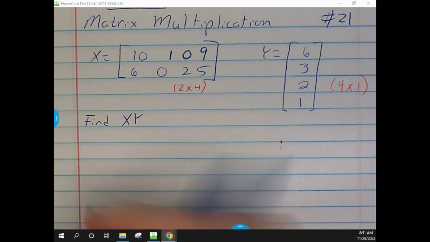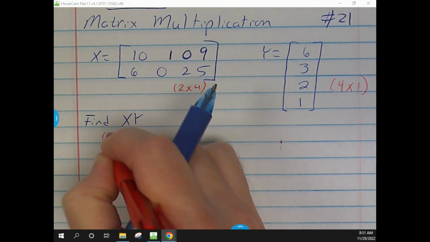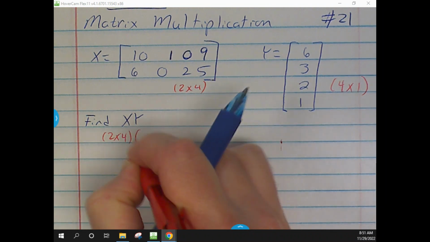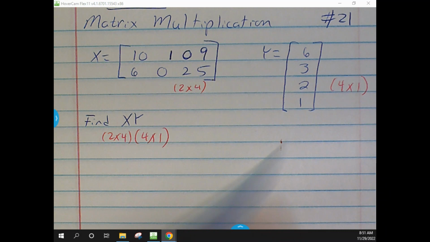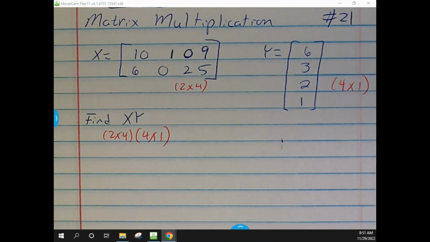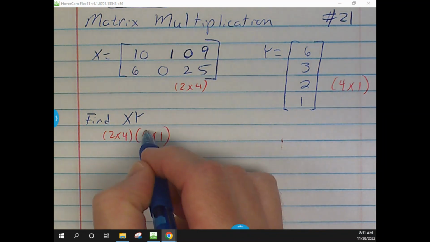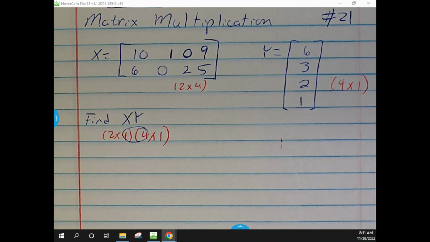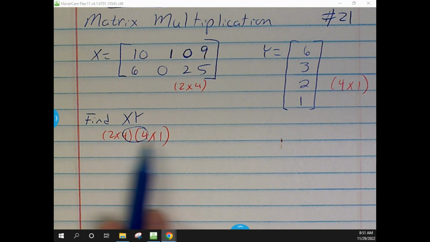All right, the first thing again you want to check is to make sure that if you do X times Y, first off, it's 2 by 4 times 4 by 1. Because there's always that option in Math Excel and even on the test, there's going to be an option of not possible. So you've got to check to make sure it's there first. Your numbers in the middle are the same, so we know that's good. And your answer is going to wind up being a 2 by 1 matrix.